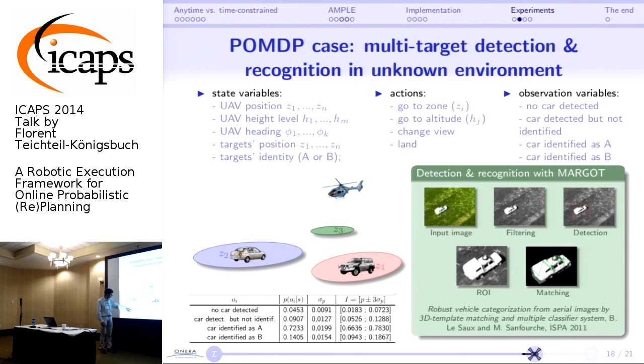It can say that no car is detected, or that a car is detected but it could not identify it, or it could identify it as a given type, A, B, or something else. So we run this algorithm on many, many images in many different situations in order to learn the probability of observing given objects in the current state. A state here consists of the position of the UAV, the altitude, the heading, the target's position, identity, and also, I didn't mention it, the fuel level.